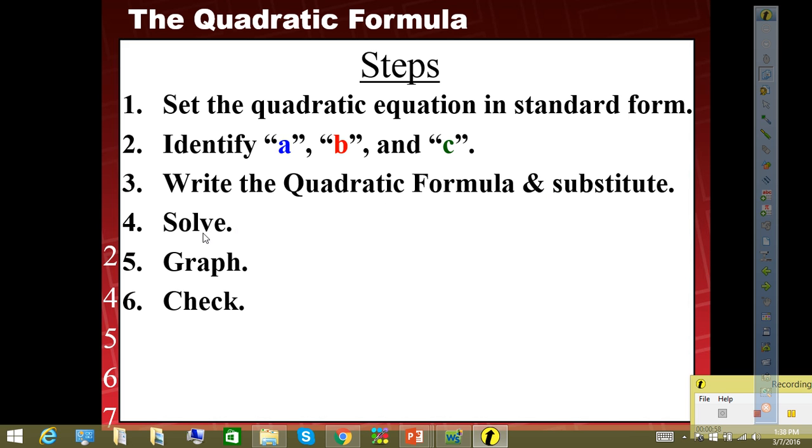Step 4, solve, graph, and check. We know how to do the last part. Just here in between today, we're going to learn how to do that. But the steps, again, remain the same. Standard form, identify A, B, and C. Write the quadratic formula and substitute, solve, graph, and check. Okay? So, underneath that, I want you to write the following, please.